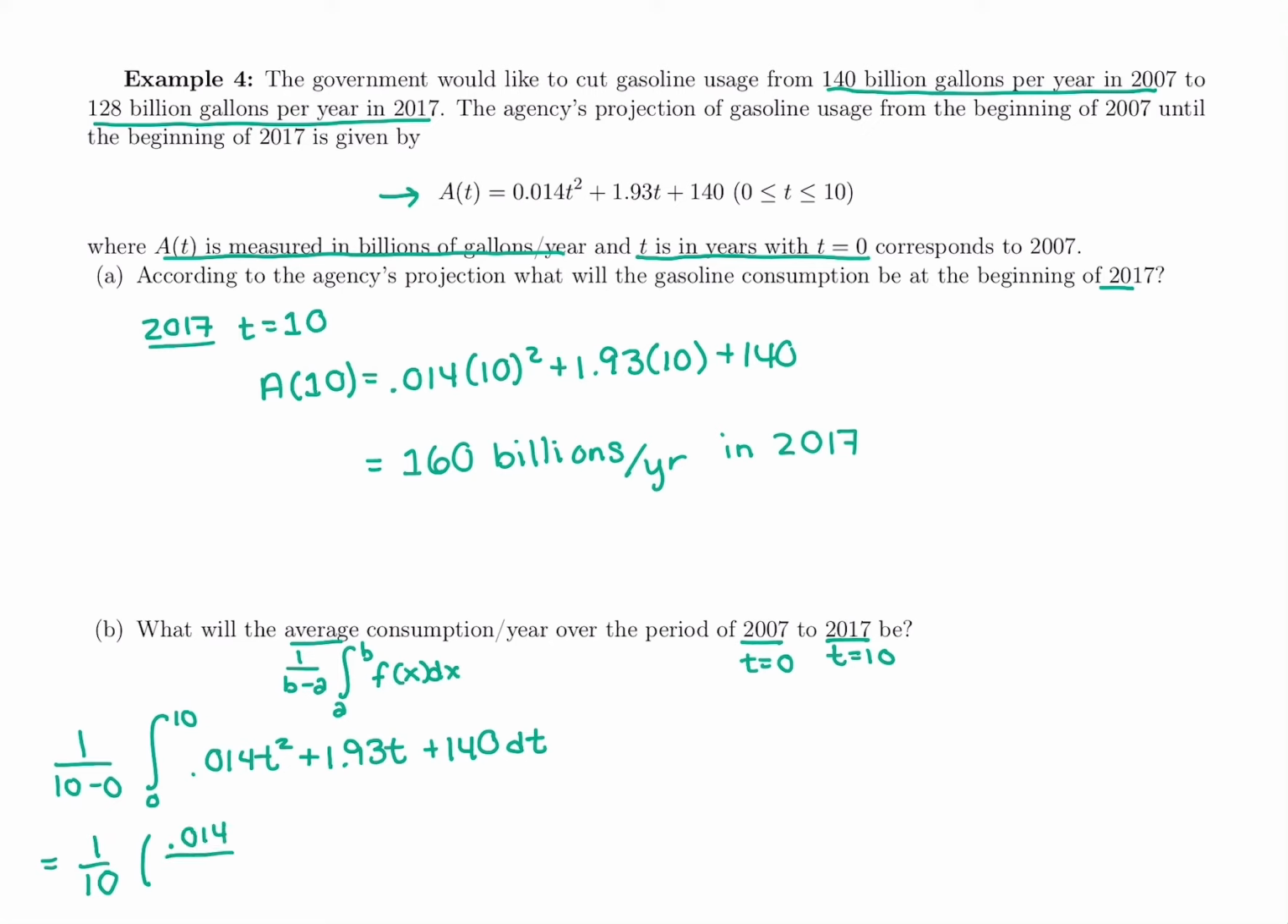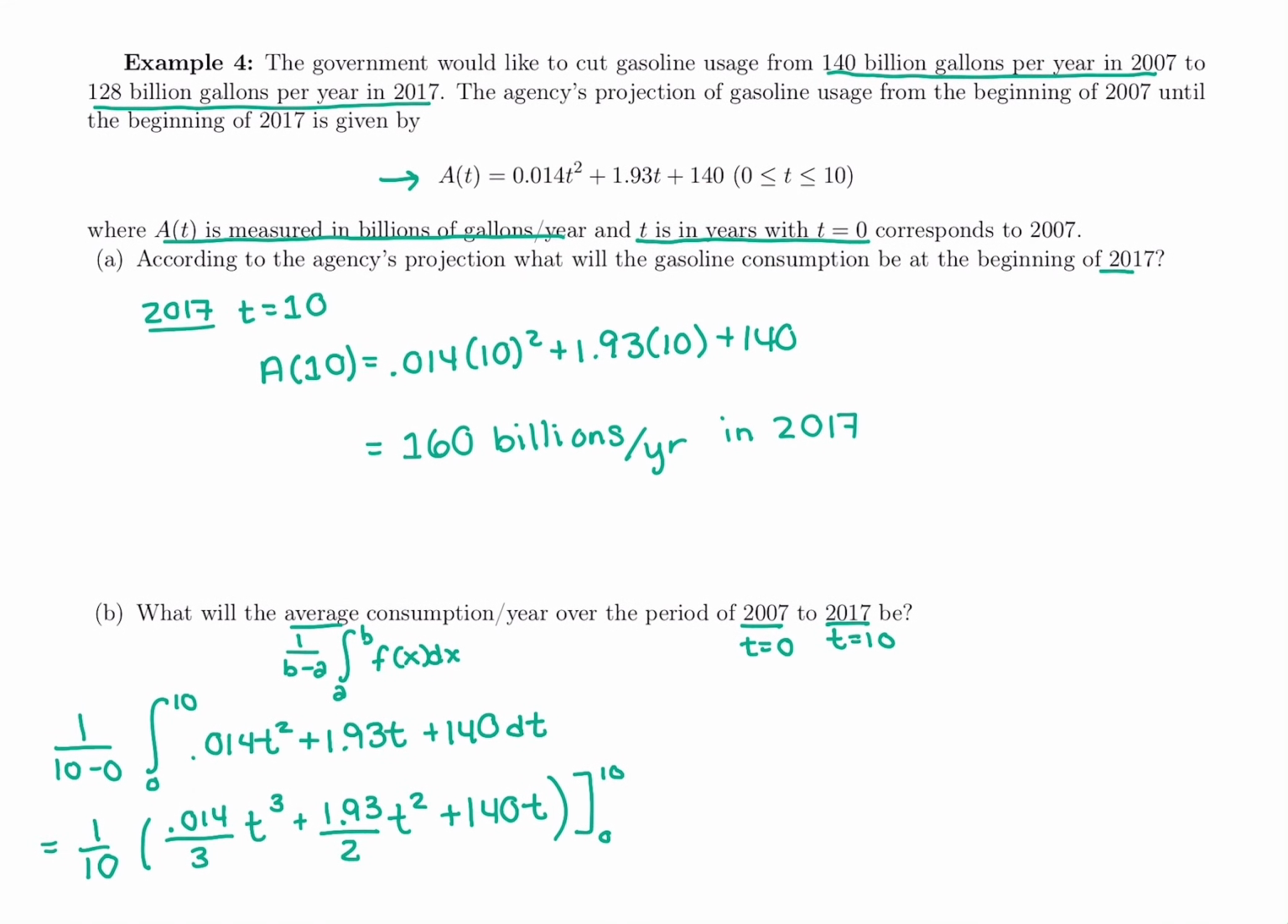We're going to keep the constant multiple 0.014 and add 1 to the power 2. 2 plus 1 is 3. So we'll divide that by 3 and raise t to the 3. We'll keep the constant multiple 1.93, divide it by 2, and have t to the 2, because the power was 1. 1 plus 1 is 2. And then we have a constant. We're going to take that constant times t, and normally we would put a plus c, but for this, we have an evaluation bar from 0 to 10. So I would just grab my calculator and plug in.